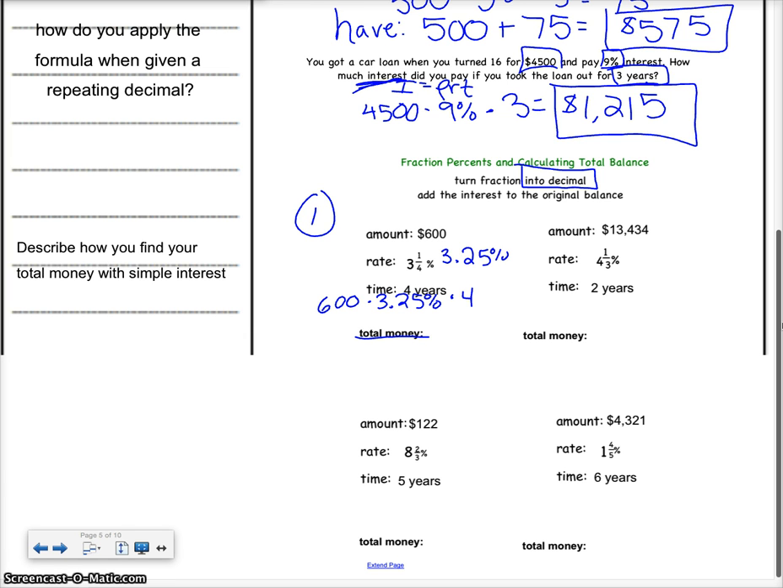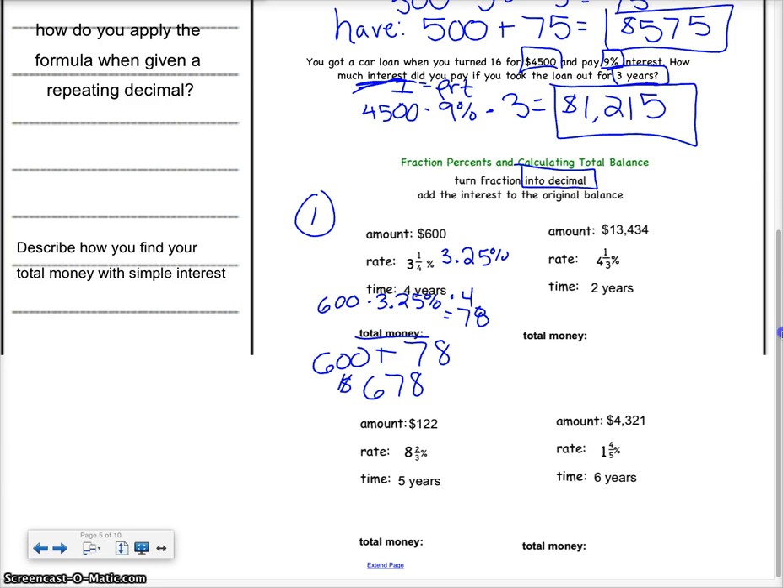600 times 3.25% times 4 is $78. My total money is how much you had, 600, plus how much interest you made, 78. So $678 is my total amount.